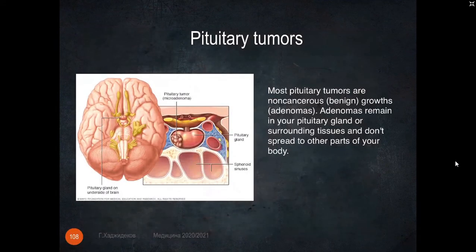Moving to say a few words about the tumors of the pituitary gland. So most pituitary tumors are benign tumors. We call them adenomas, and they arise from the adenohypophysis. So the hypophysis has two parts, adenohypophysis and neurohypophysis. And those adenomas remain in the pituitary gland or surrounding tissues, and they do not spread into the other parts of the body. So you see here the pituitary adenoma.